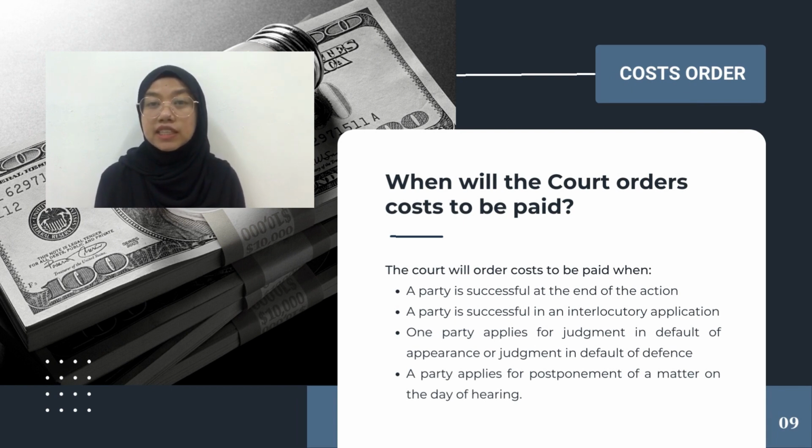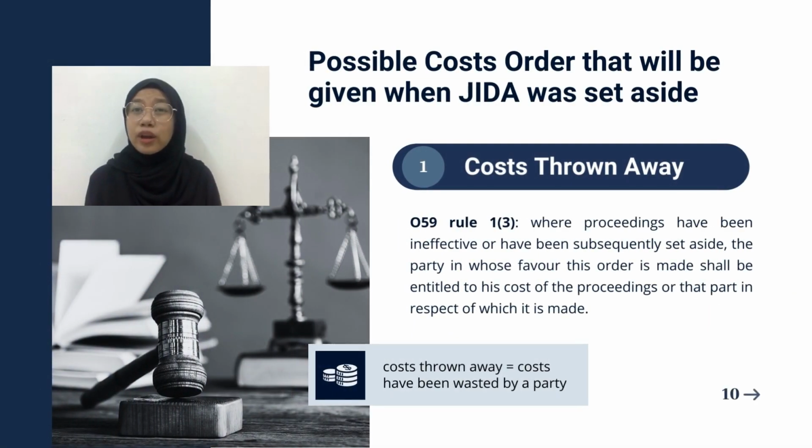First, when a party succeeds at the end of the action. Second, when a party is successful in an interlocutory application. Third, when one party applies for judgment in default of appearance or of defence. And lastly, it can be made when a party applies for postponement of a matter on the day of hearing. Furthermore, when judgment in default of appearance is set aside, there are potential cost orders that may be given, and one such order is referred to as cost thrown away.